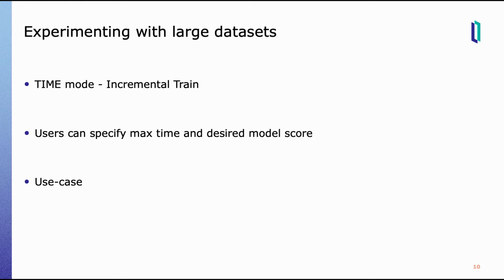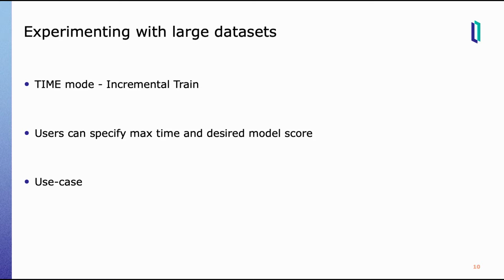That's the max time. The second one is the model score. So let's say that you have no idea what kind of results this data set is capable of producing. But you say, I need at least an 80% classification accuracy, otherwise this is all useless to me.